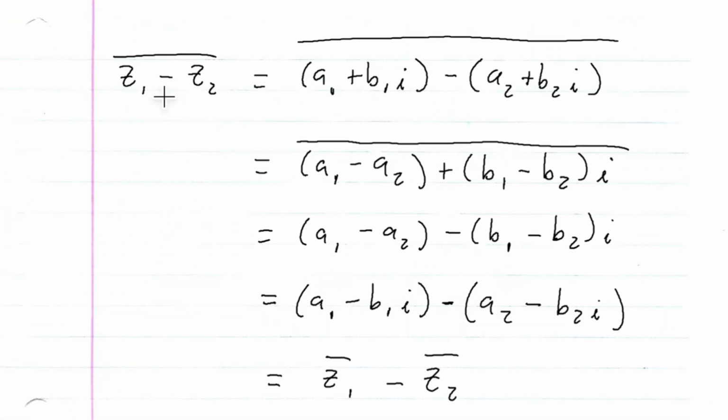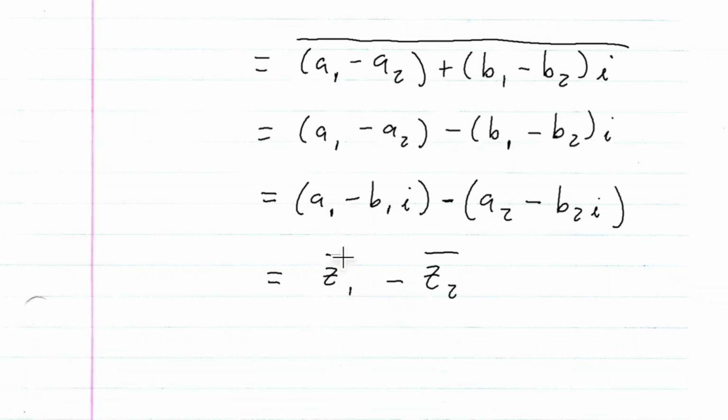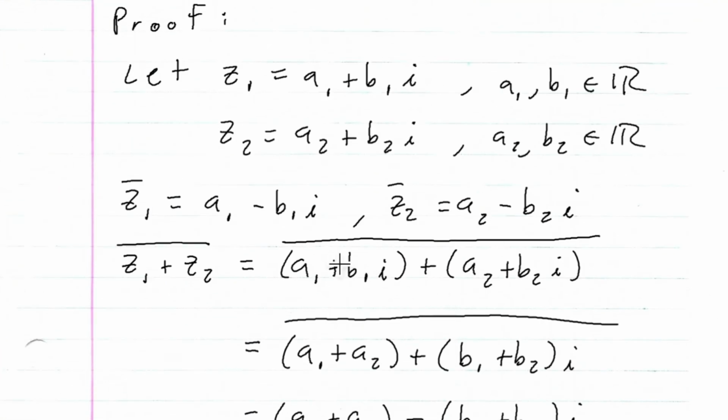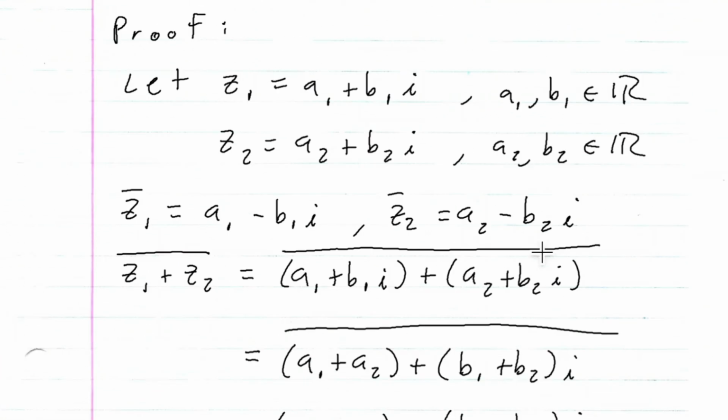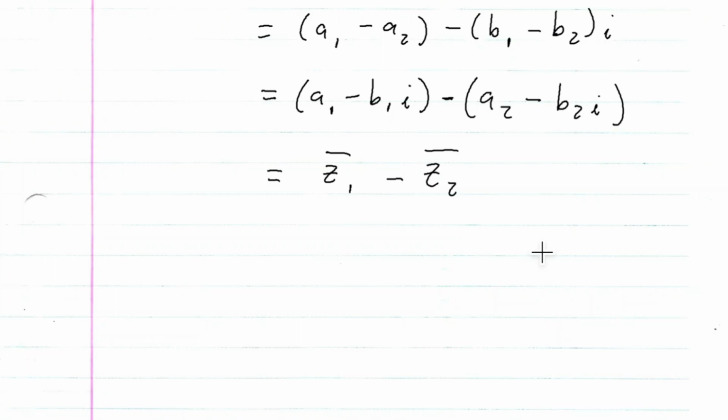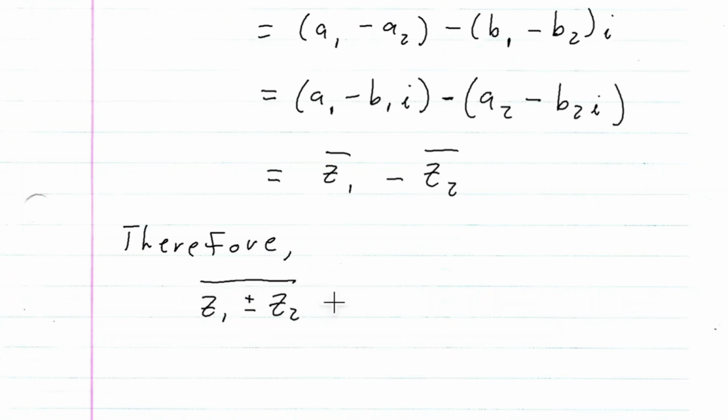So we've proven that the conjugate of z1 minus z2 is in fact equal to the conjugate of z1 minus the conjugate of z2. Okay? So we've proven both of these statements that we wished to do. So therefore, the conjugate of z1 plus or minus z2 is in fact equal to z1 conjugate plus or minus z2 conjugate. And that is the proof.